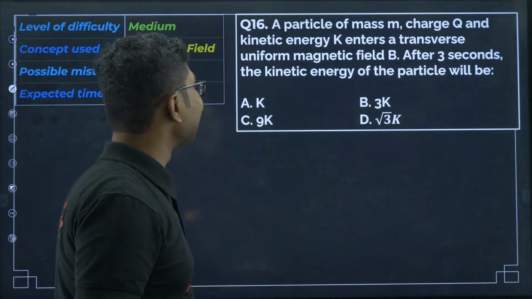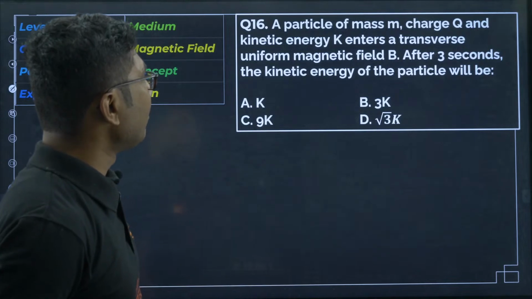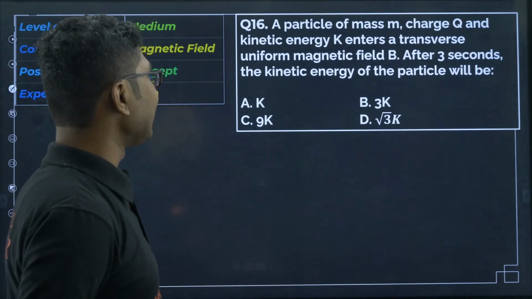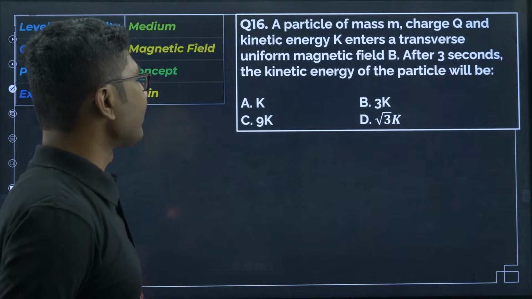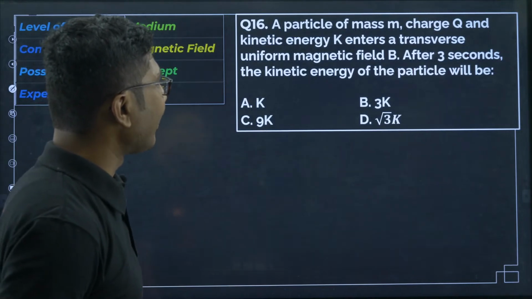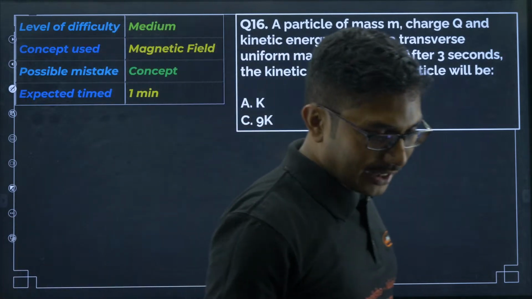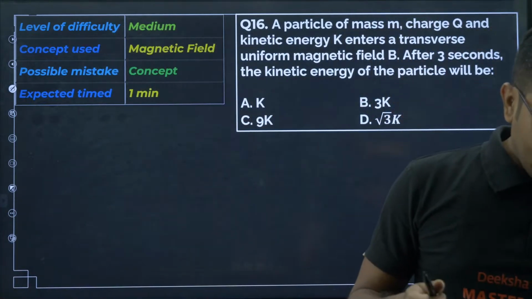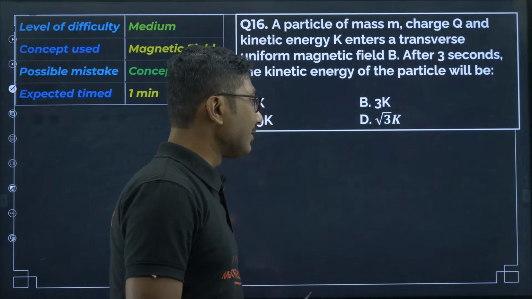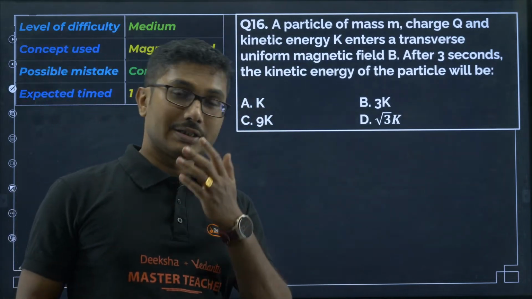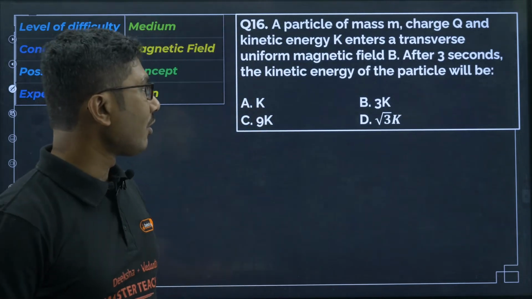Now, question number 16. Particle of mass m, charge q and kinetic energy k enters a transverse uniform magnetic field B. After 3 seconds, the kinetic energy of the particle will be. I will not solve this question, I will give you 10 seconds to answer it. Easy question, just logic you have to apply.